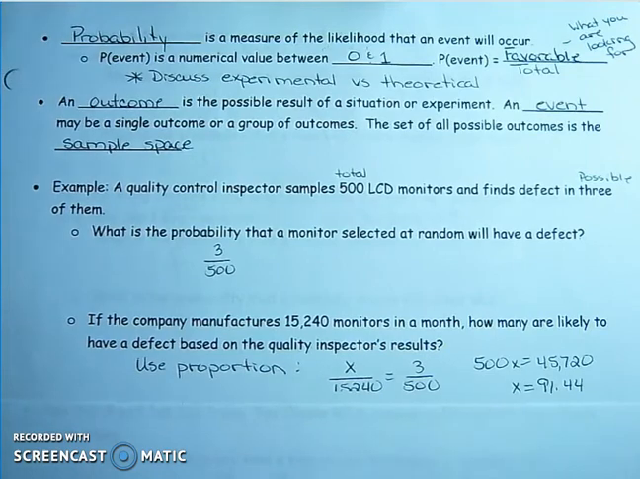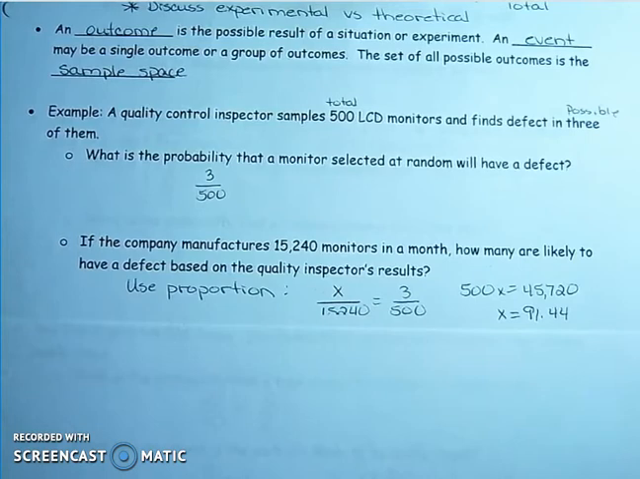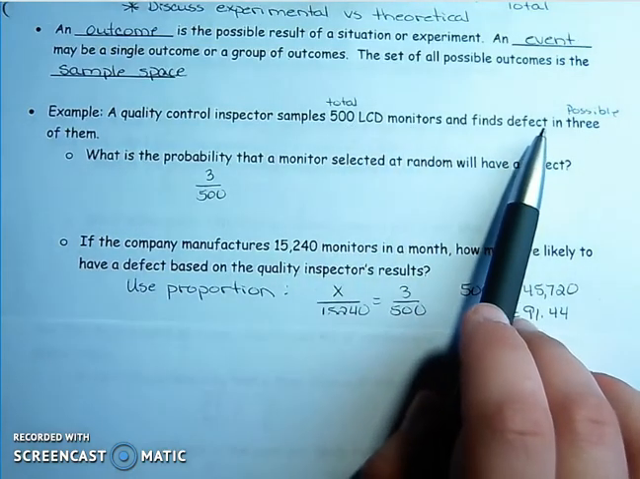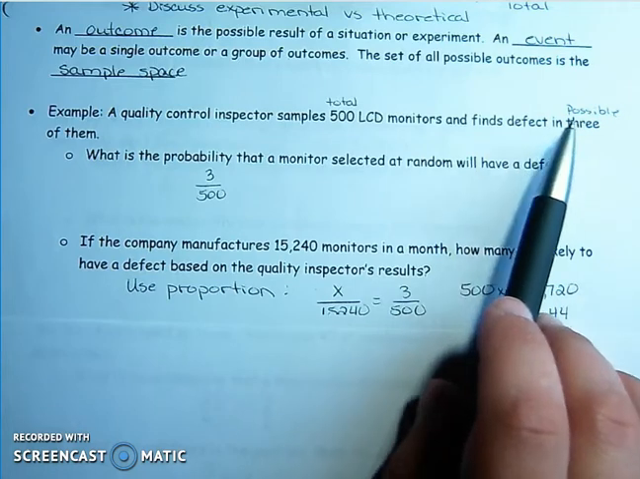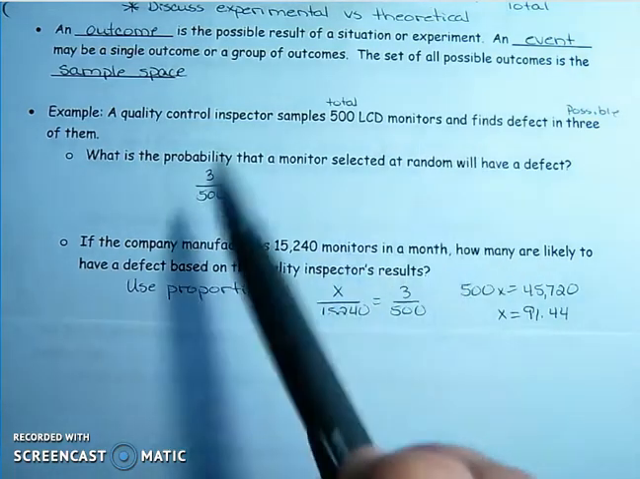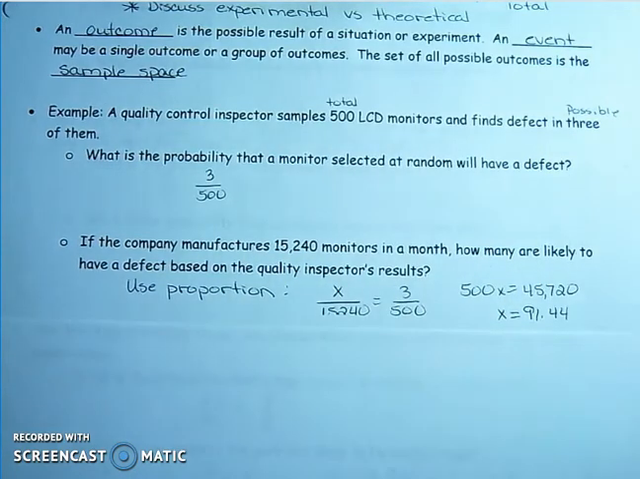In example 1, we're talking about quality control, inspecting some LCD monitors. We have 500, which are our total, and out of that 500, we find defects in 3 of them. That's our possible amount. So the first question asks, what is the probability that a monitor selected at random will have a defect? Well, in our selection, 3 out of the 500 have defects. So that right there would be your probability.